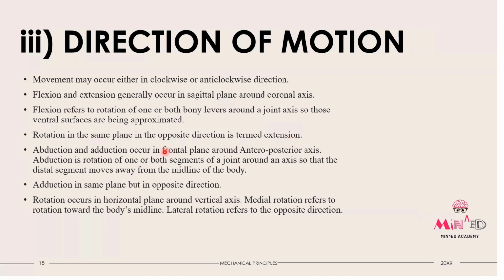In the same way, we'll describe abduction and adduction, which occur in the frontal plane around an anterior-posterior axis. Abduction is rotation of one or both segments of a joint around an axis so that the distal segment moves away from the midline. And adduction is in the same plane but in the opposite direction.